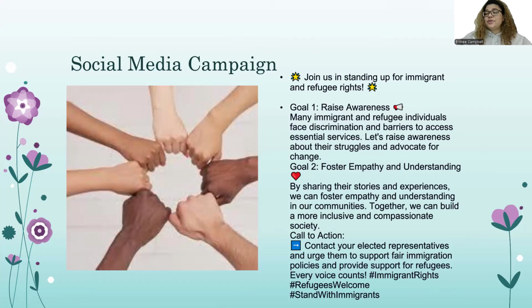And we want to foster empathy and understanding throughout this process as well, because that's going to get the change to really occur. By sharing stories and experiences, we can foster that empathy and understanding in the communities, and then together we can build a more inclusive and compassionate society. And there's ways that people can get into action right away by contacting their elected representatives, writing letters. Every voice, everything counts. Immigrant rights, refugees are welcome, and we stand with immigrants.